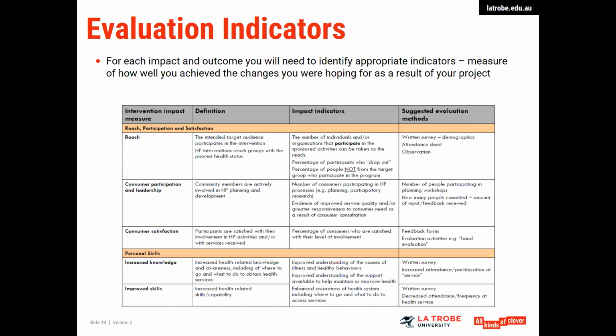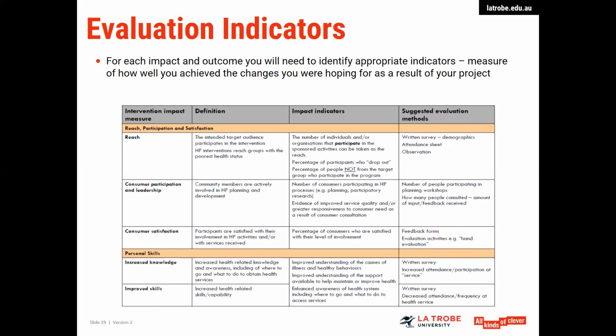So in this little table, you can see that there's an intervention impact measure, and then there's a bit of an explanation around what that actually means, and then some examples of the impact indicators and some suggested evaluation methods. So for example, maybe one of our evaluation questions is around, who did we reach? Then what we're talking about is, did we reach our intended target audience? Were they the ones actually participating in the interventions?